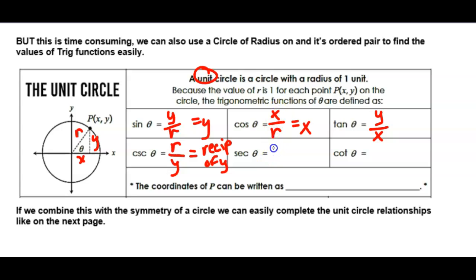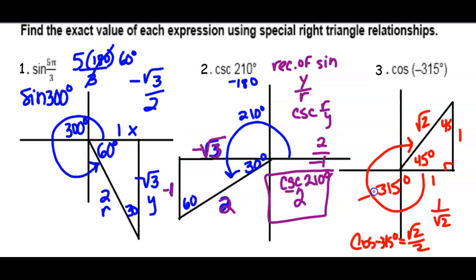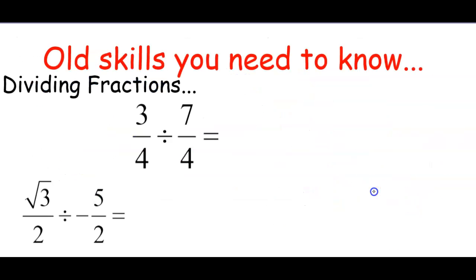Secant is the flip of cosine, so it's the radius over x. Because the radius is 1, it's just 1 over x, or the reciprocal of whatever the x value was. The cotangent is the flip of tangent, so it's just x over y. The coordinates of any point on here can be written as x, y, but x is cosine and y is sine. So we are going to use this unit circle to tell us the cosine and the sine of any function. Now, to do tangent, I'll go back and talk about this slide real quick.